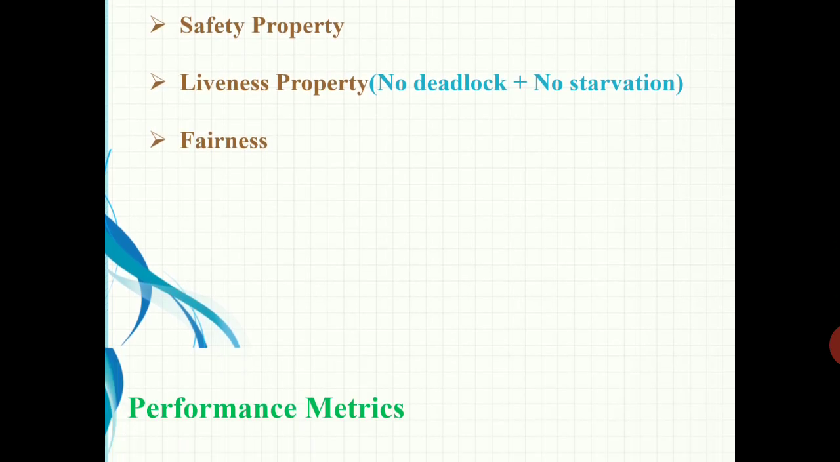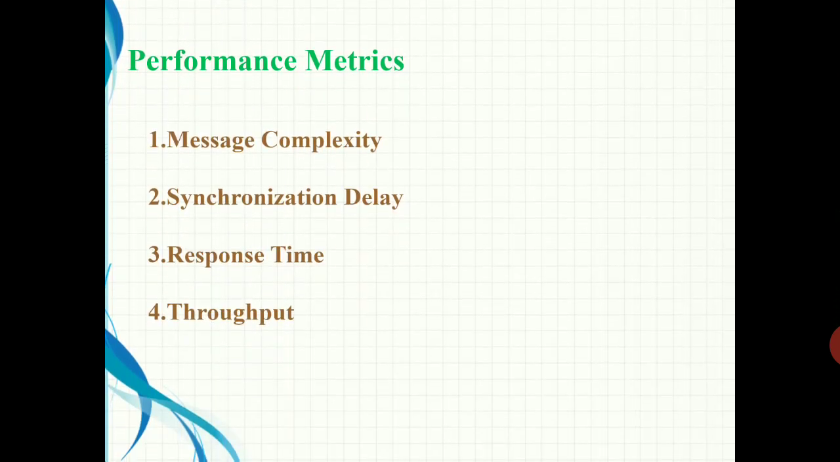Next we will discuss the performance metrics for distributed algorithms. The performance is generally measured by the following four metrics: message complexity, synchronization delay, response time, and throughput.